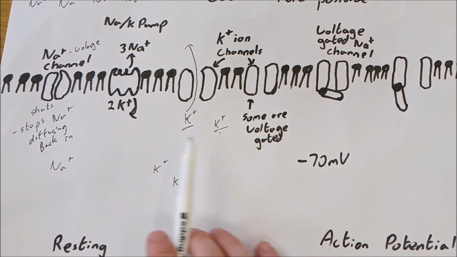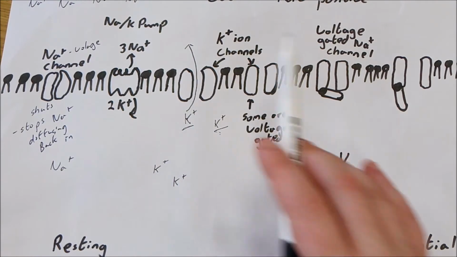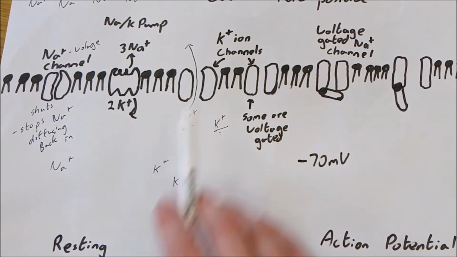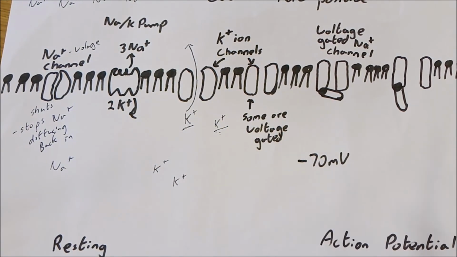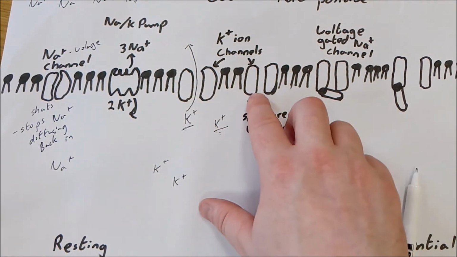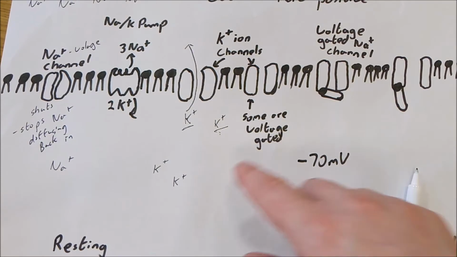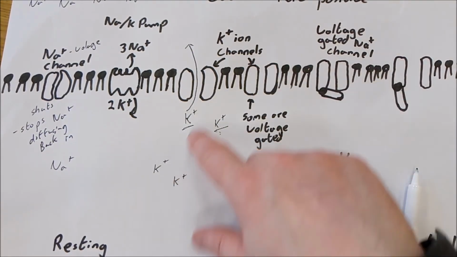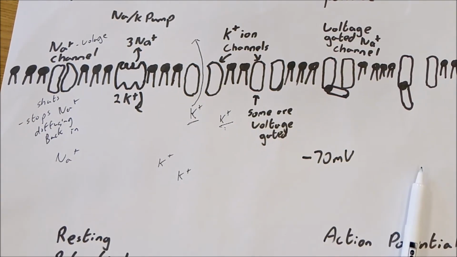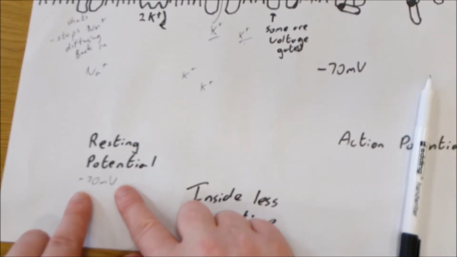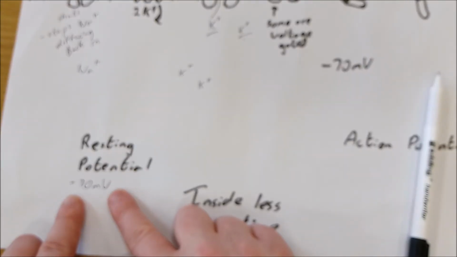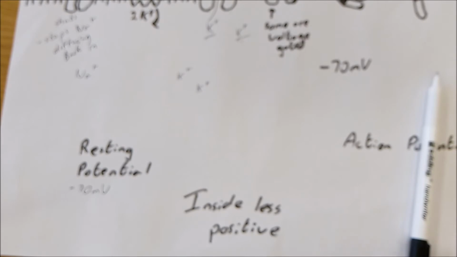And then, because at minus 80 those voltage gated potassium ion channels will shut again, the potassium stops moving out, so eventually it just rises back up to that resting potential of minus 70 millivolts. So that's basically, in a nutshell, how we get back to that resting potential.